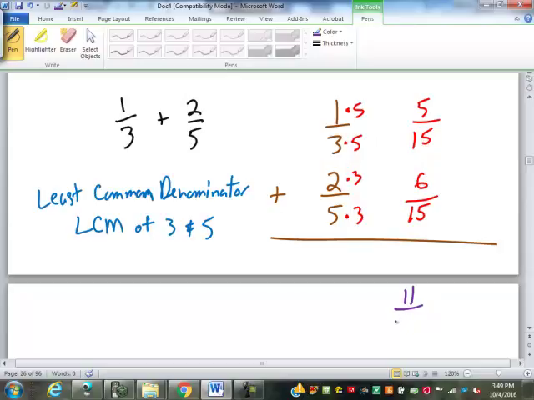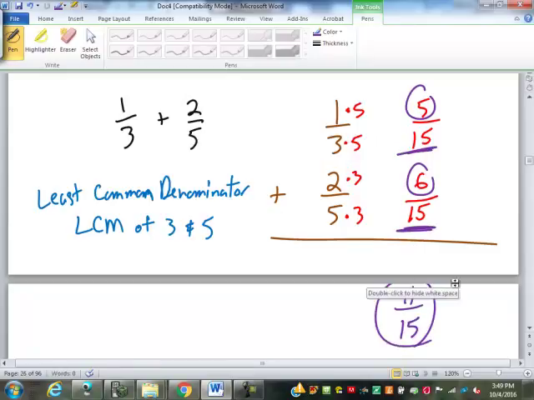Say no. When we add numbers, we combine the counts. So the 5 plus 6 made 11, but we keep the same name. So it's still 15ths. Remember, when we add numbers, we must have the same name. That's why we had to find common denominators. But then we keep the same name after we combine the counts.